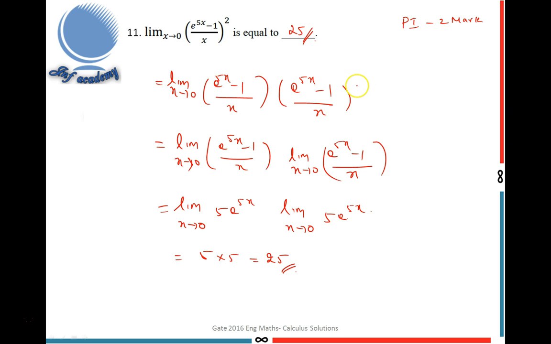These are the GATE engineering mathematics questions in the year 2016 related to the concept of limit, continuity and differentiability.